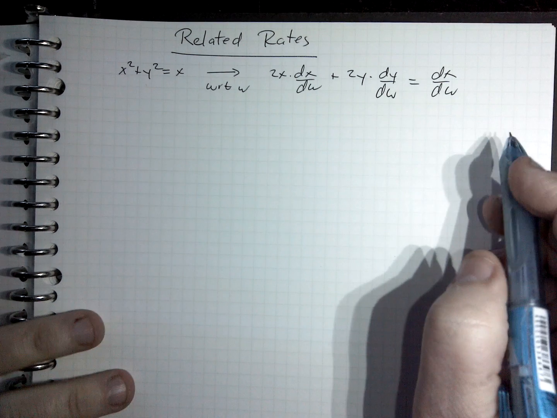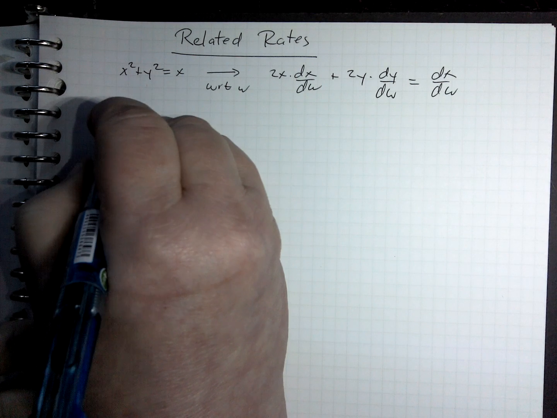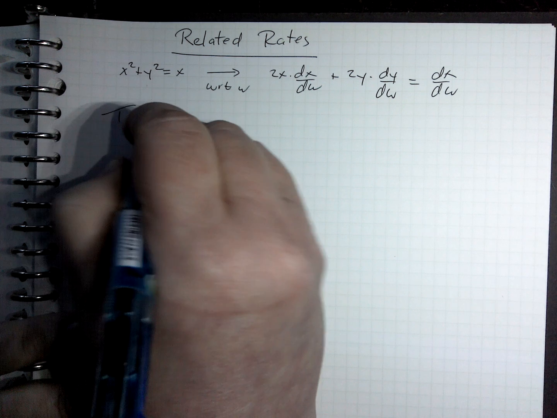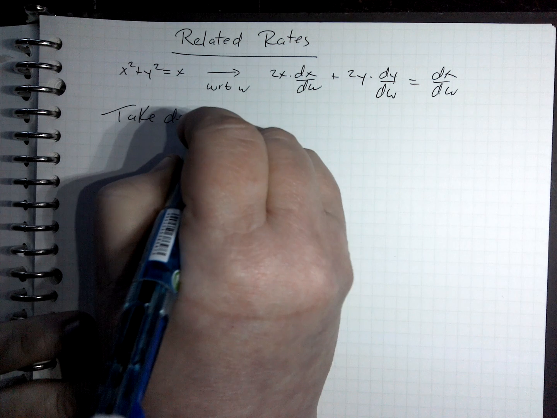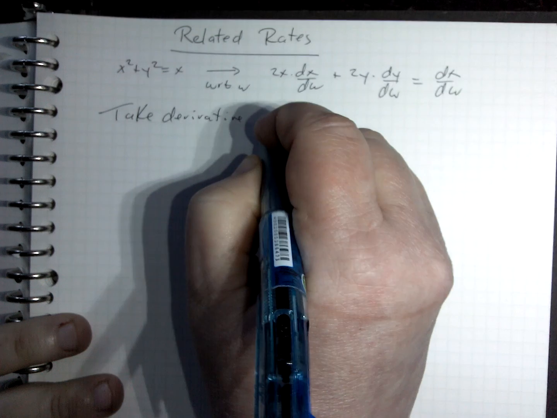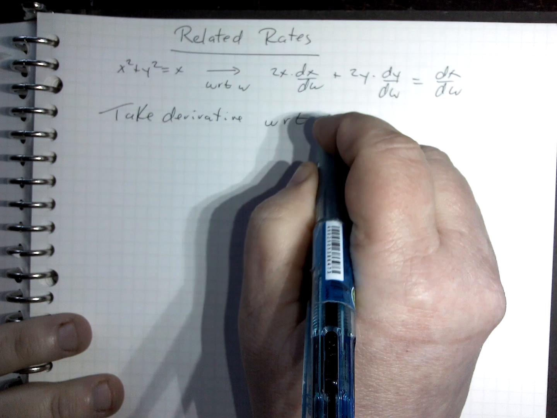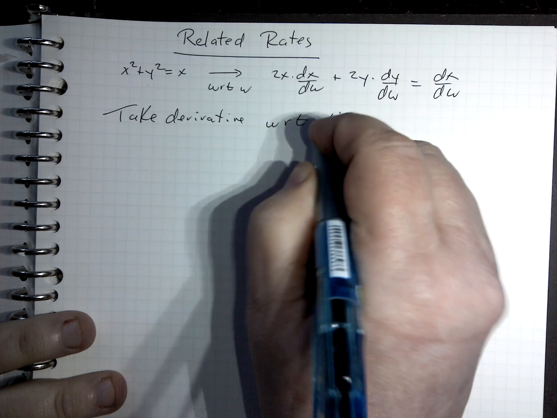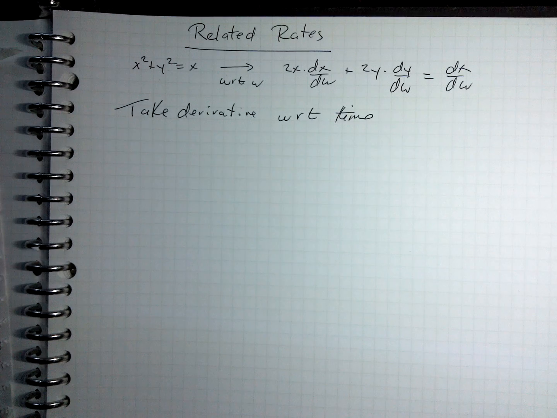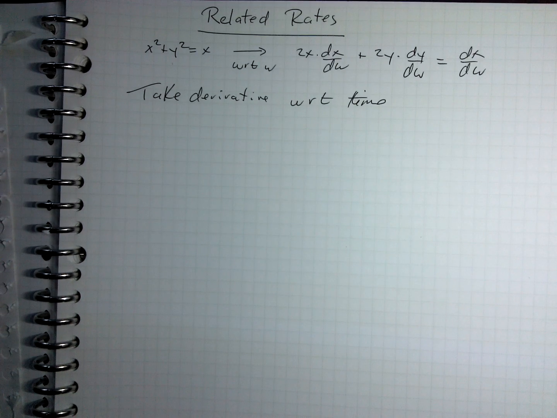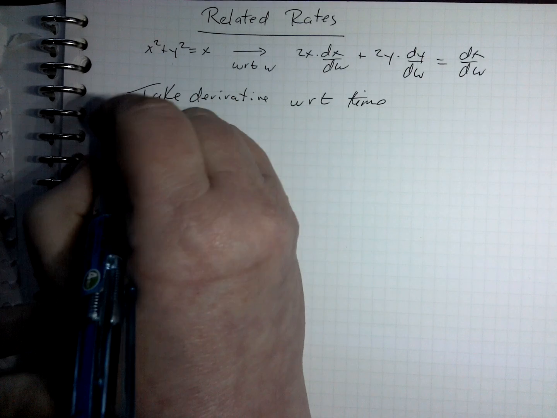So we actually take the derivative with respect to time. If two things are related by an equation, then the rates that they change would also be related. So let me do an example, of course.